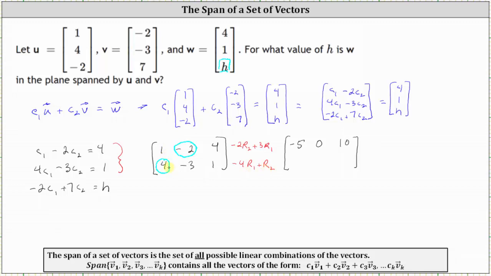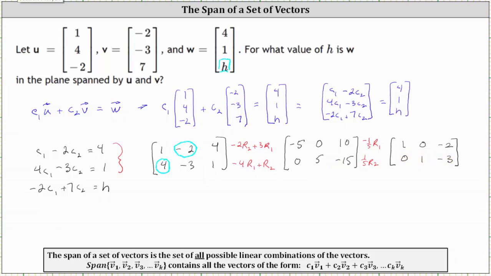Now we replace row 2 with negative 4 times row 1 plus row 2. Negative 4 times 1 plus 4 is 0. And then we have negative 4 times negative 2, which is positive 8, plus negative 3, which is 5. And then finally we have negative 4 times 4, which is negative 16, plus 1, which is negative 15. And now to get leading entries of positive 1, let's replace row 1 with negative 1/5 times row 1. And let's replace row 2 with 1/5 times row 2. Which gives us 1, 0, negative 2 in the first row. And the second row is 0, 1, negative 3.